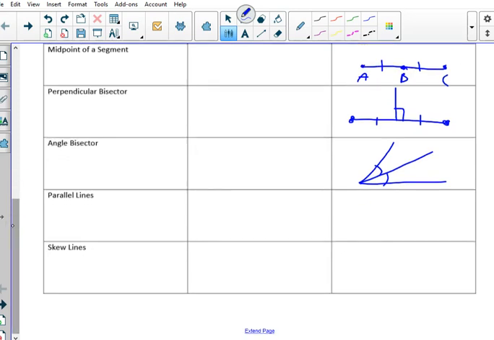Parallel lines, just like the symbol grid pretty much, parallel lines never meet. They will never touch. They're the same distance apart. They have the same slope.